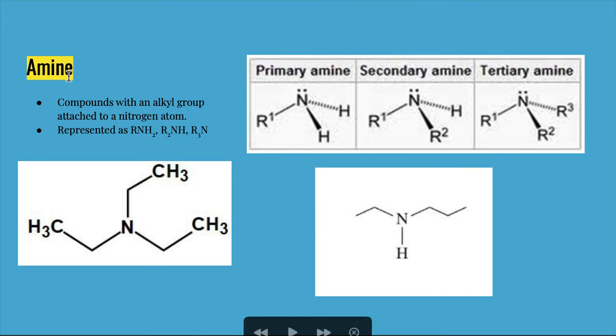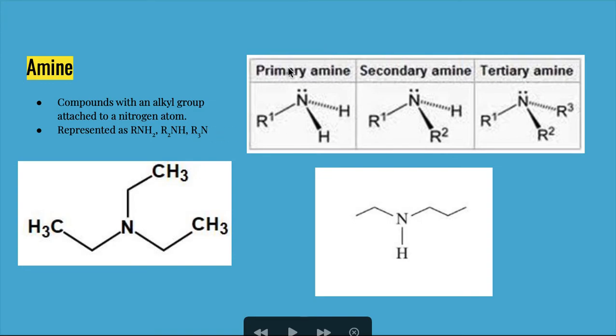So next is an amine, and amines are compounds with an alkyl group attached to a nitrogen atom. And this one is kind of more complex to represent because it looks different based on whether it's primary, secondary, or tertiary, which I'll talk about. So it can be represented as RNH2, R2NH, or R3N.